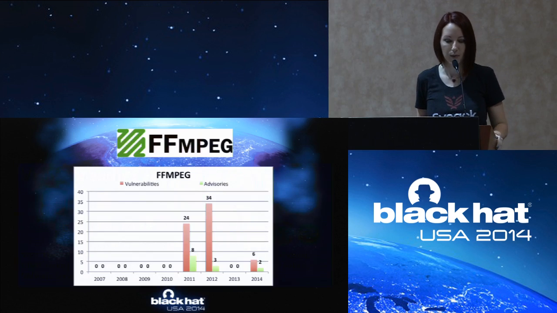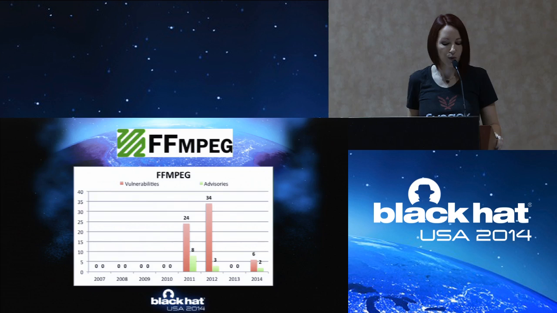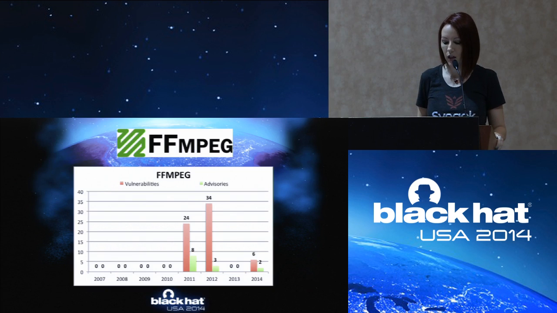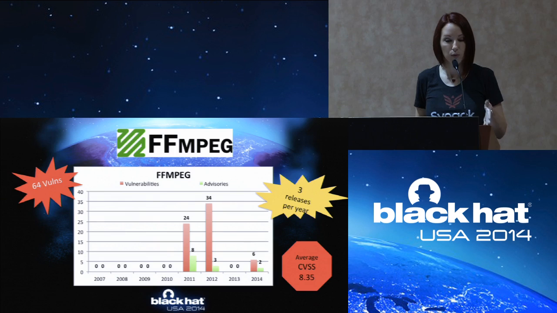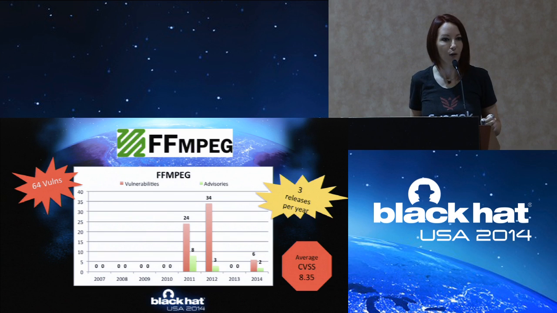So countless applications. The last one we're going to run through really quickly is FFmpeg, and it has only been releasing advisories since 2011, so it's a slightly truncated view. 64 vulnerabilities with 3 releases per year and an average CVSS score of 8.35. This is a lot of fixes when they do release, at least in the first couple of years, as you can see. And this is a complex piece of video processing software that everybody who uses it has to do a little bit of customization to work it into their system.